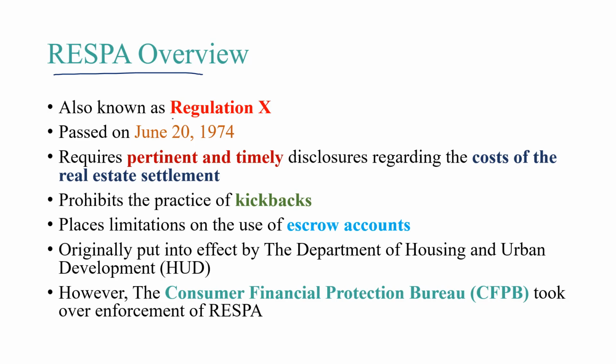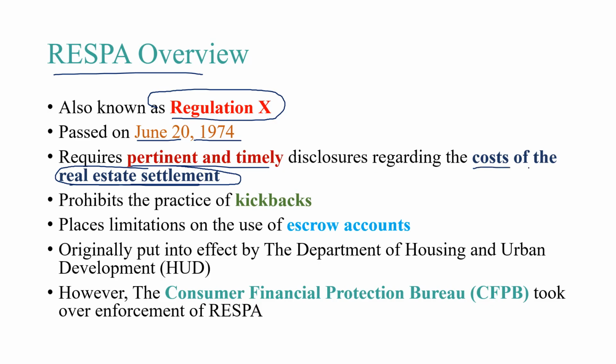RESPA is also known as Regulation X, and it was passed on June 20th, 1974. It requires pertinent and timely disclosures regarding the cost of the real estate settlement. And here you want to highlight the words real estate settlement. RESPA is all about including pertinent and timely disclosures regarding the cost of real estate settlements.